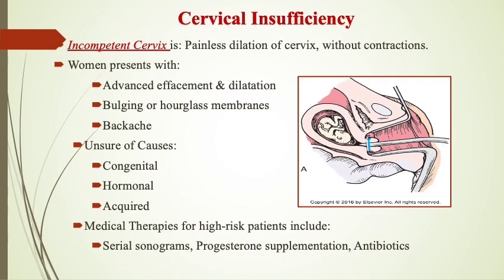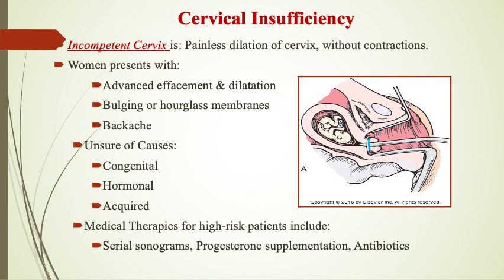So a woman that is experiencing this incompetent cervix will present with advanced effacement of the cervix and dilatation. Also, you may see a bulging or hourglass membrane. So it means that the membrane is actually protruding into the cervix. Backache is also one of the signs. And there are unsure causes of cervical insufficiency such as congenital, hormonal, and also acquired, as we mentioned earlier.